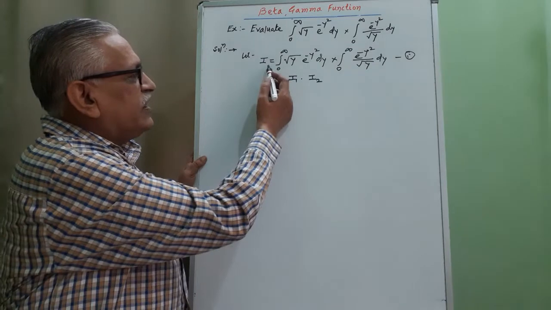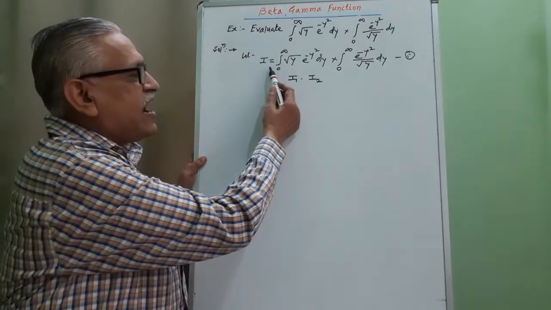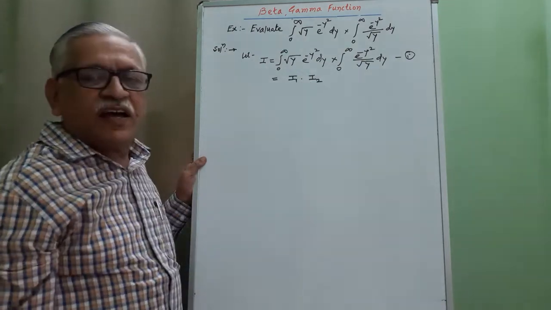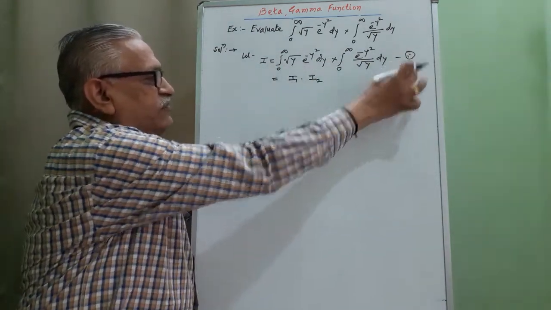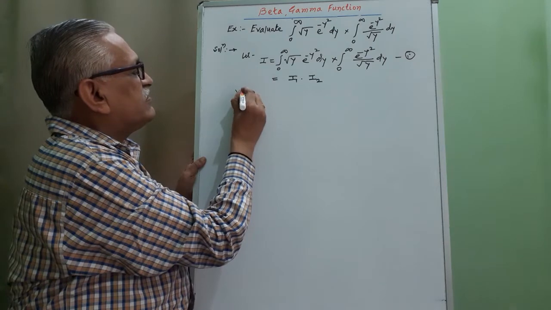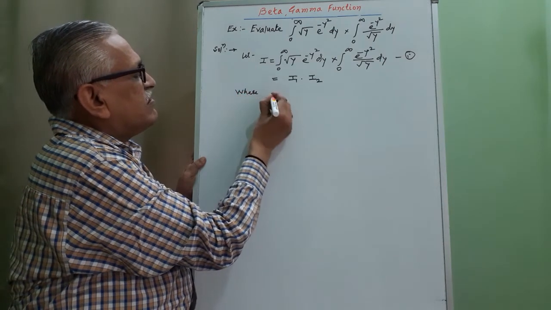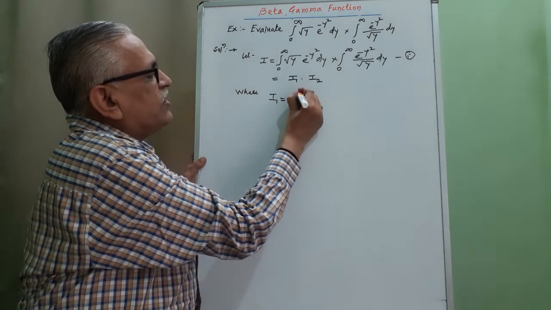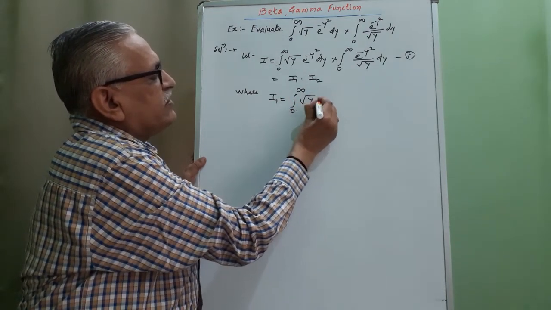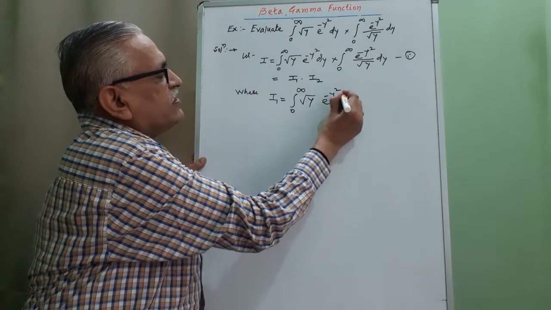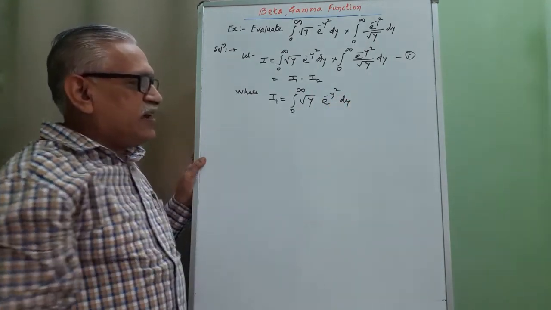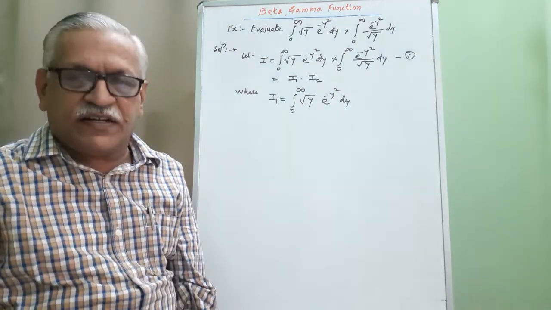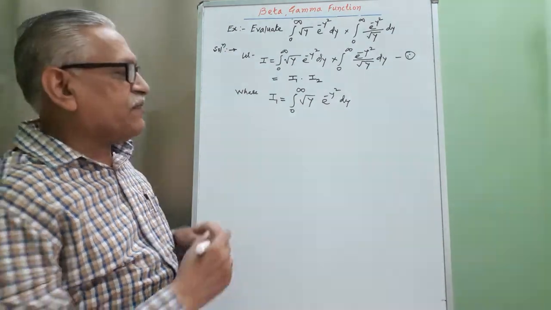Therefore, let's consider that integral as I. The first one we call I1 and the second one is called I2. This is equation number 1, where I1 is the integration from 0 to infinity of root y e raised to minus y square dy. And then we try to convert it into the form of the definition of the gamma function.